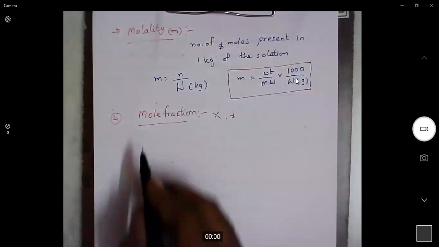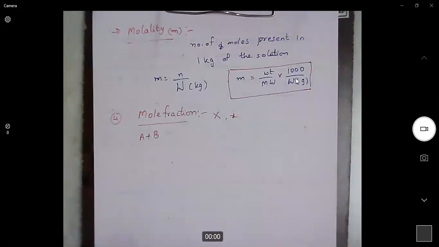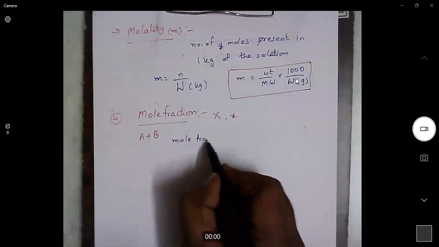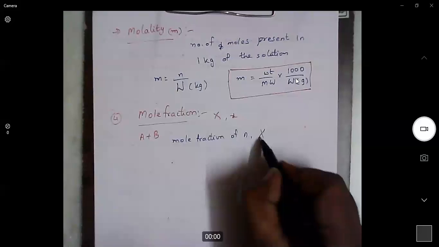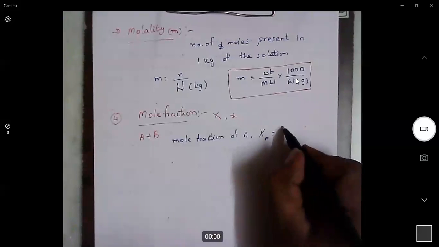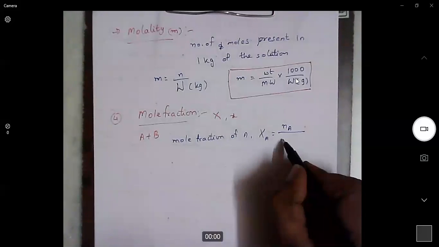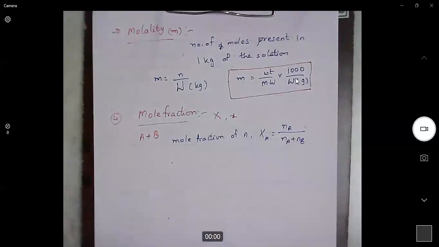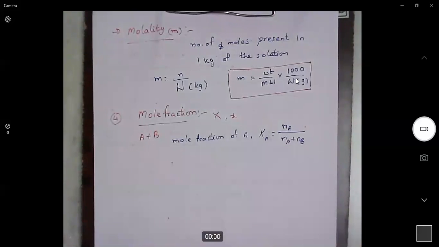For example, a solution is prepared by mixing two substances A and B. Then mole fraction of A can be calculated by taking a ratio of number of moles of A to the total number of moles. So what is mole fraction? It is the ratio of number of moles of A to the total number of moles.